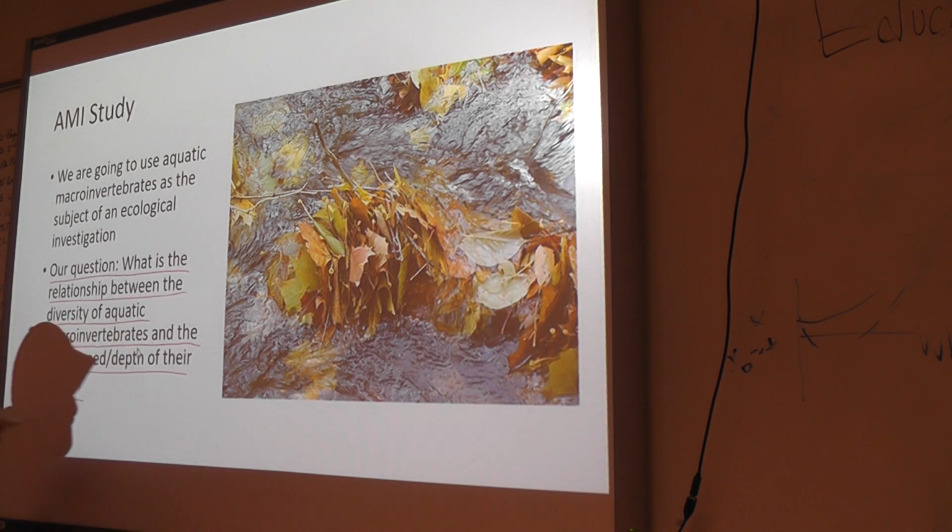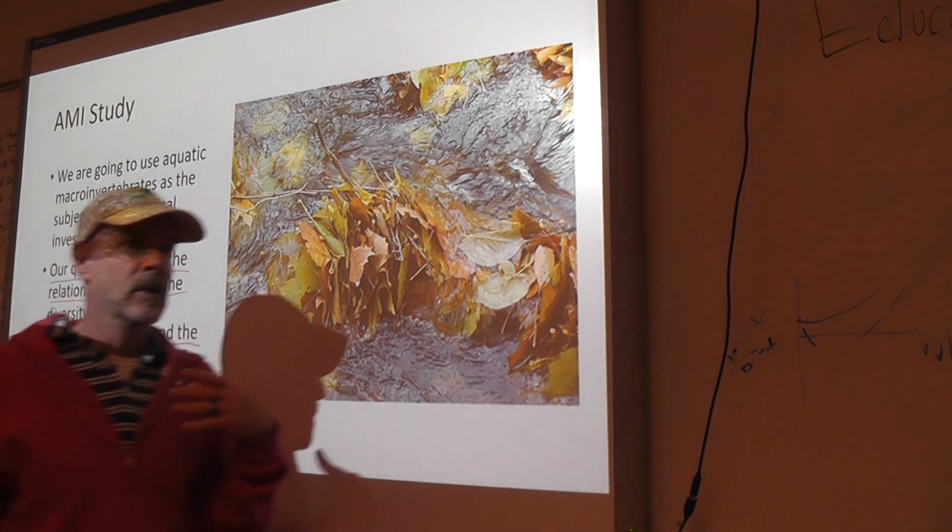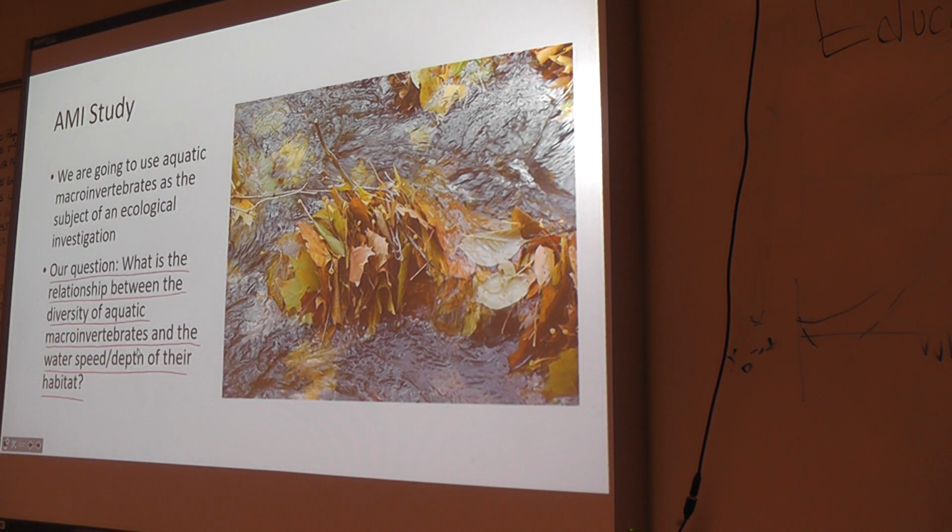And we'll talk about all the details of this, how to make the measurements and what they mean. The question is going to investigate the relationship between the diversity of these aquatic macroinvertebrates and their habitat. In particular, we're going to look at water speed and depth, which sounds like two things, but actually, water speed and depth are sort of the same thing. What happens is faster areas tend to be shallower. So we can think about it in terms of the water speed, or in terms of the water depth. Either way, we're talking about the same areas. Fast, shallow areas versus slow, deep areas.